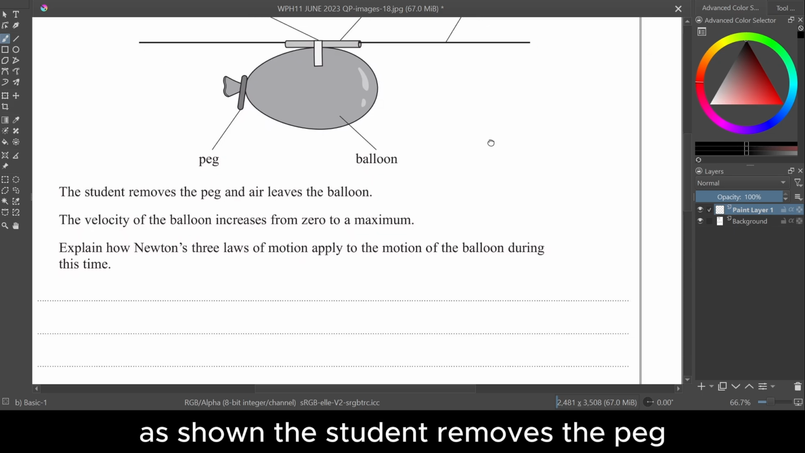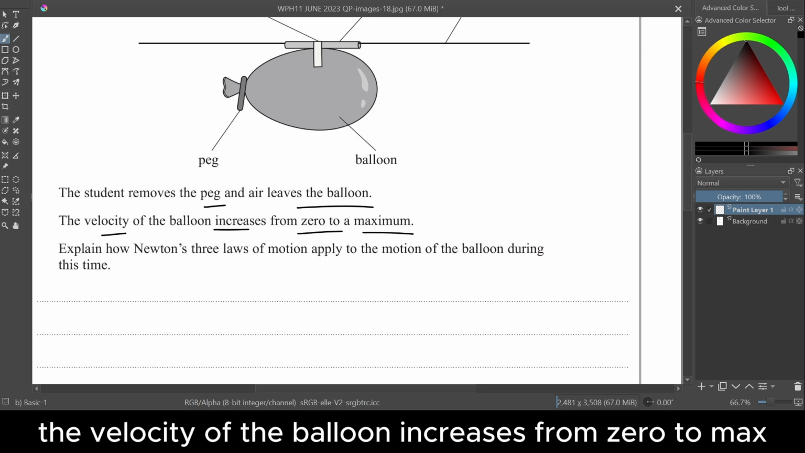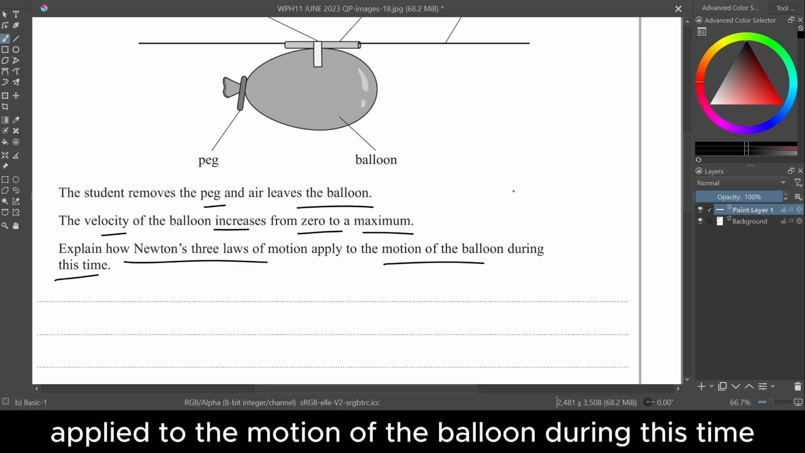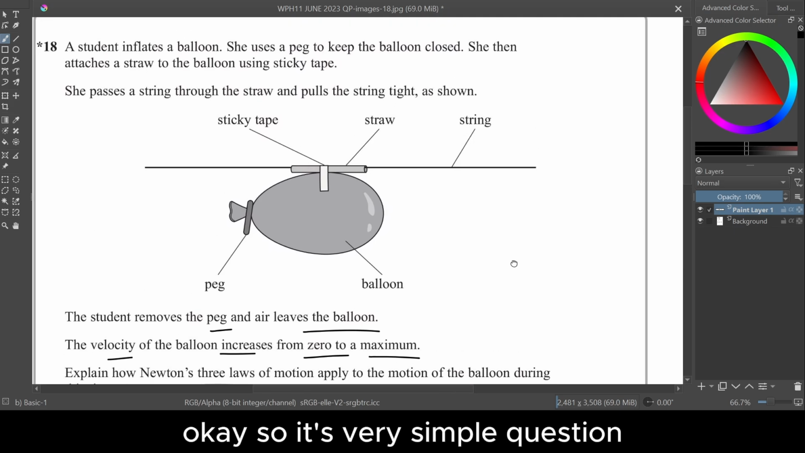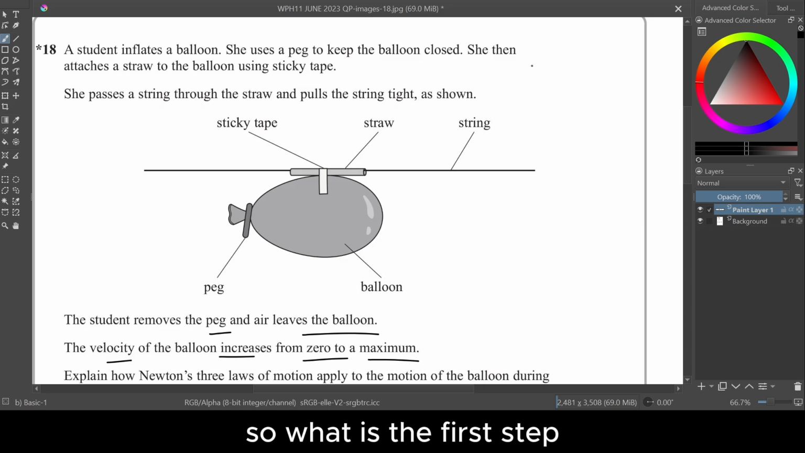The student removes the peg. Air leaves. The velocity of the balloon increases from 0 to max. Explain how Newton's third law of motion applied to the motion of the balloon during this time. Okay, so it's a very simple question. So what is the first step?